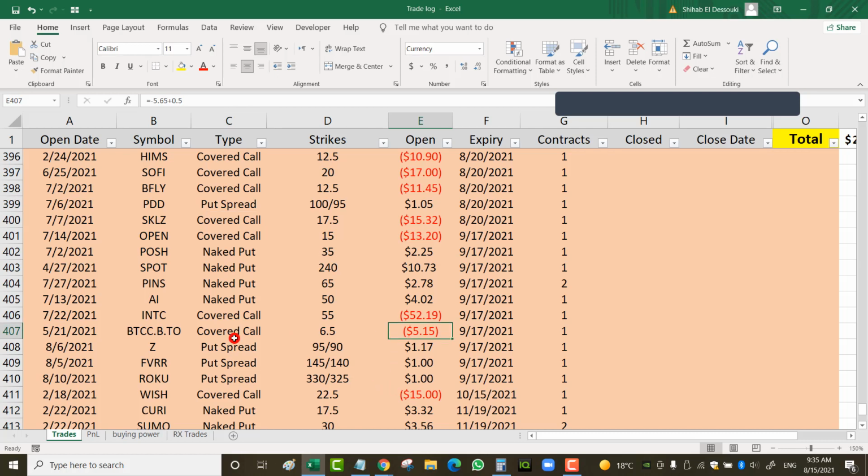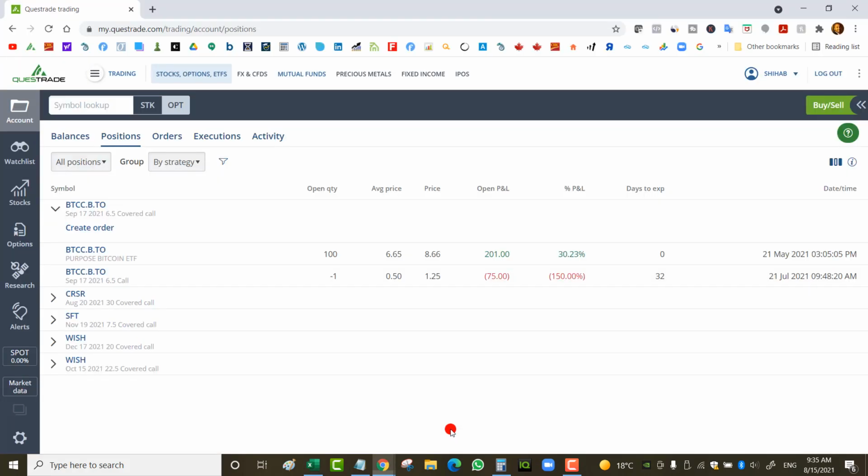So the max I can close a trade for is 6.5. So I would still make a profit of almost $1.50. Not the best profit, but still a profit. So I'm not losing on this one. So I can't say this is a bad position.